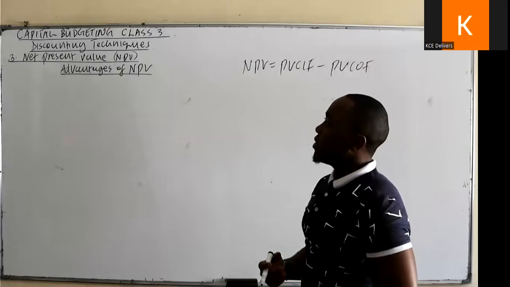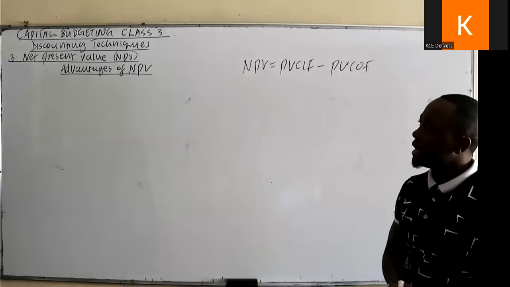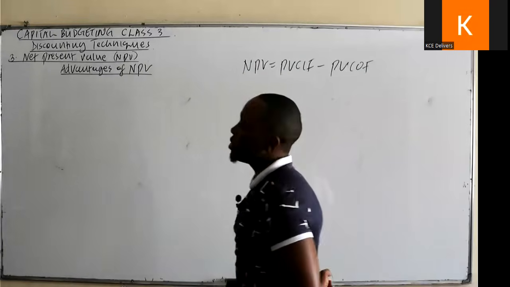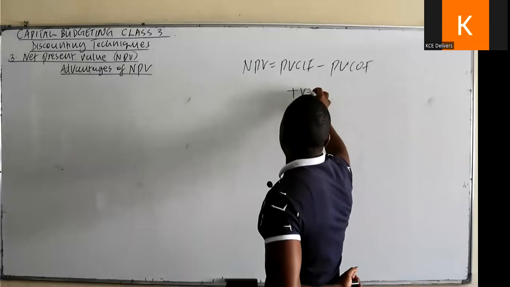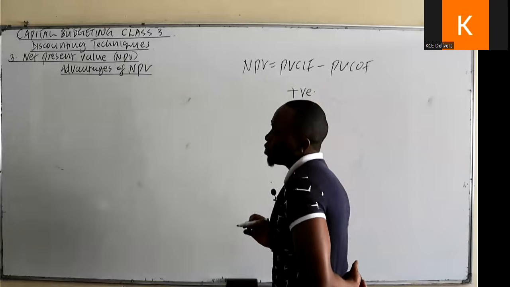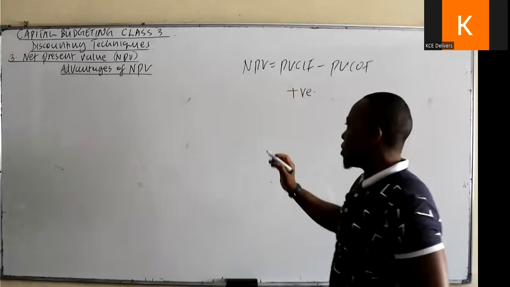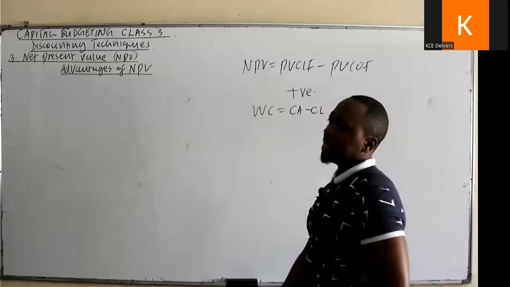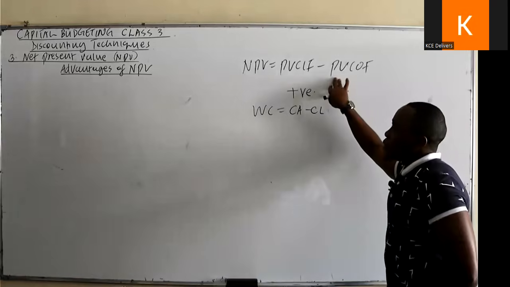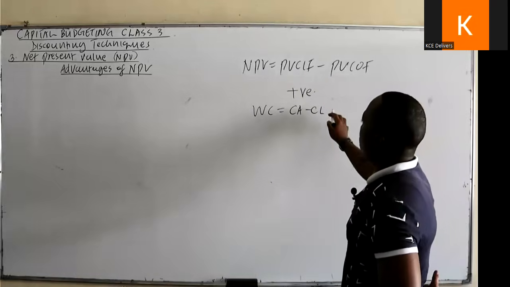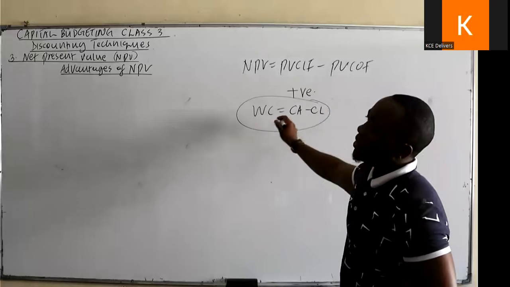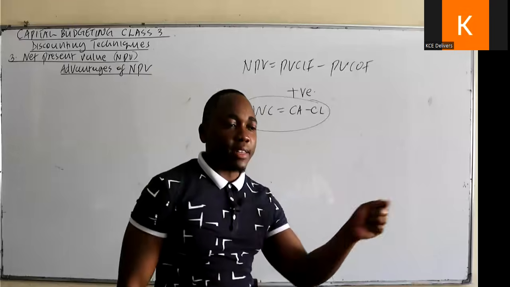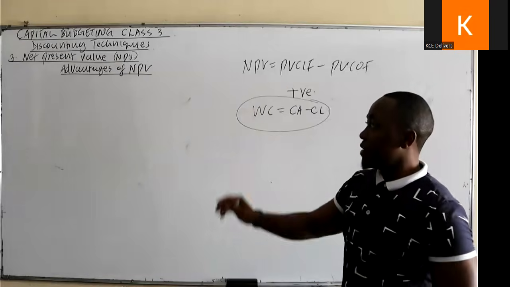When evaluating a project using this discounting technique, NPV, which is the most appropriate method, you should only undertake a project if NPV is positive. We also looked at the effect of working capital. Working capital is current asset minus current liability. If we're evaluating a project using net present value where there is working capital, working capital is an outflow at the beginning and then becomes an inflow at the end. Good. So now we start on the advantages of NPV.